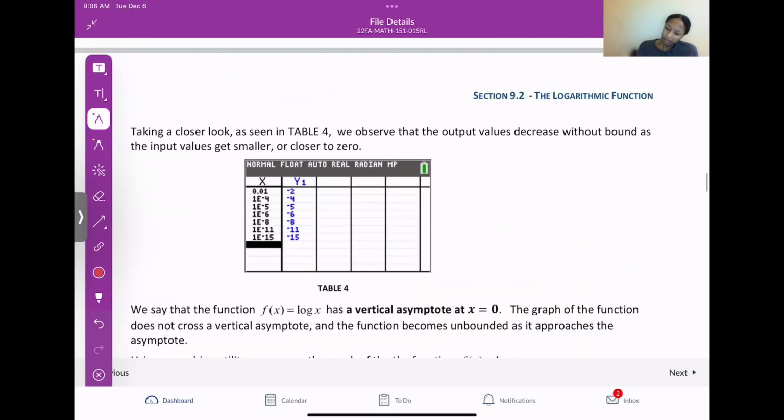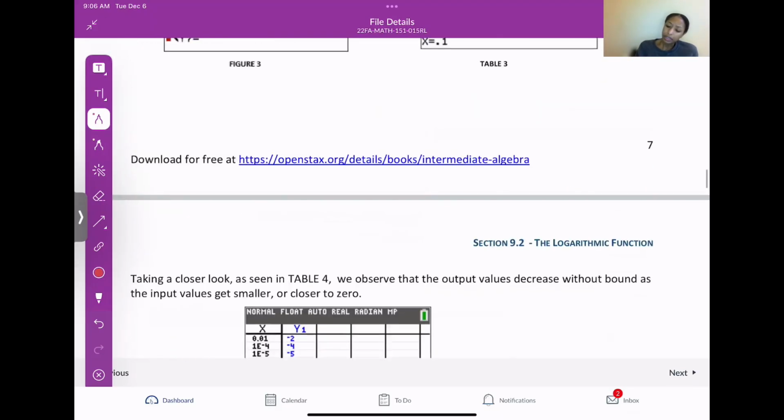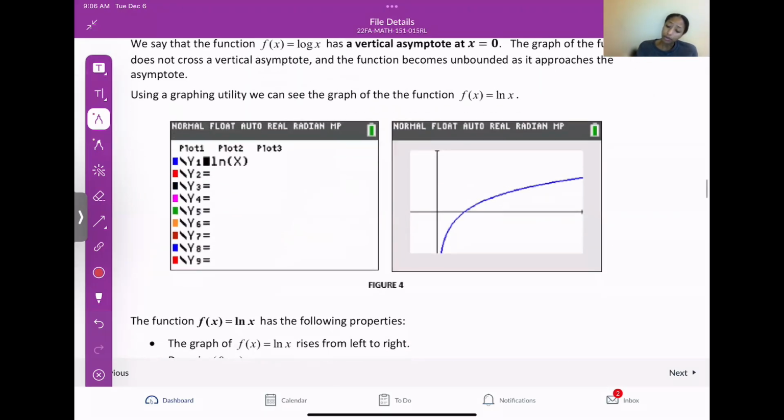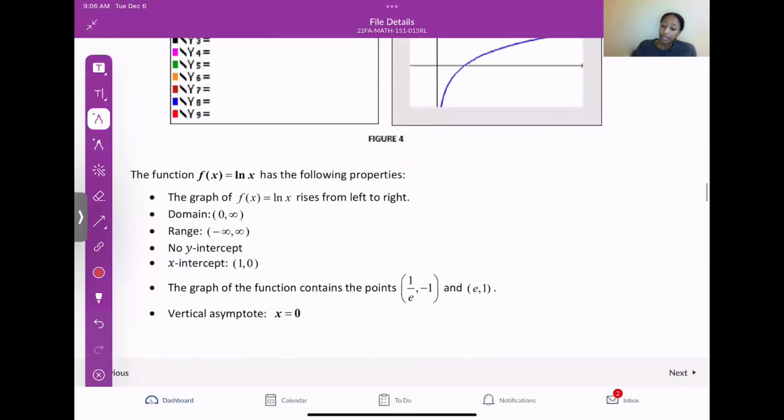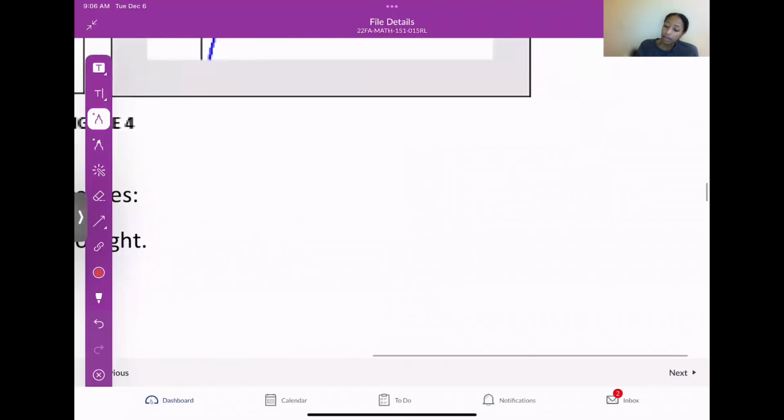Oh, this is just showing that there's an asymptote. So if we look at the table of the function, we will see as x gets closer and closer to 0, we definitely have an asymptote. I want to talk more to that though.